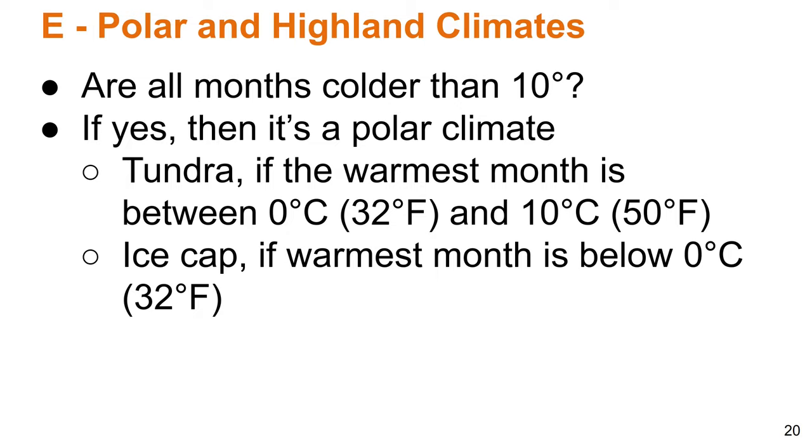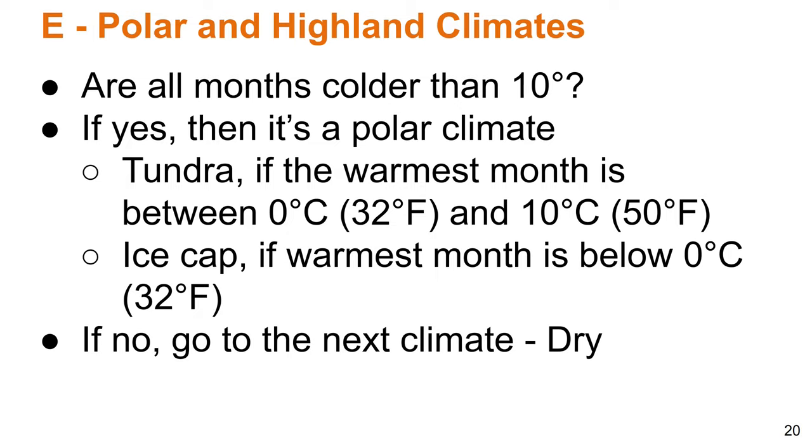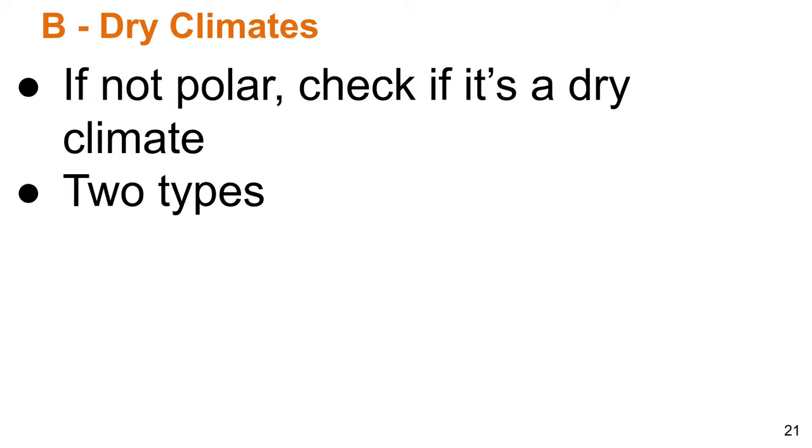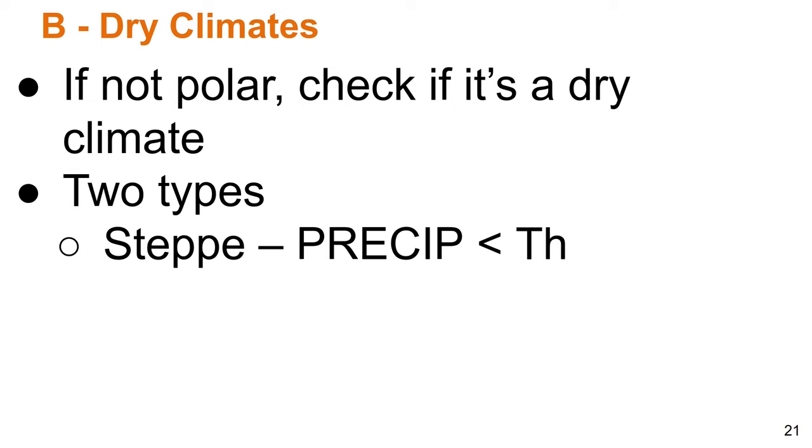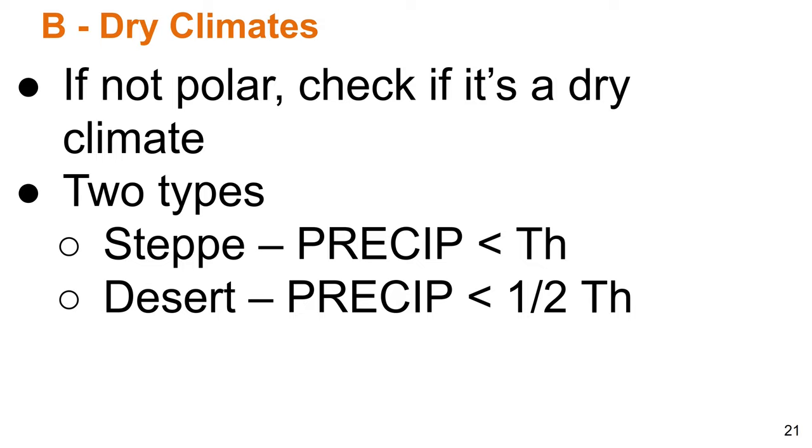If all months aren't colder than 10, then we go to the next climate, the dry climates. If it's not polar, check to see, is it a dry climate? With the two types, there's steppe, with precip less than this dryness factor, and desert, which is twice as dry, with precip less than half of the dryness factor. Another way of thinking of it: with the steppe climate, the precip is less than potential evapotranspiration. And with the desert, precip is less than half of that. So with the steppe, you don't have all the water that you need, and with the desert, you have less than half of the water that you need.